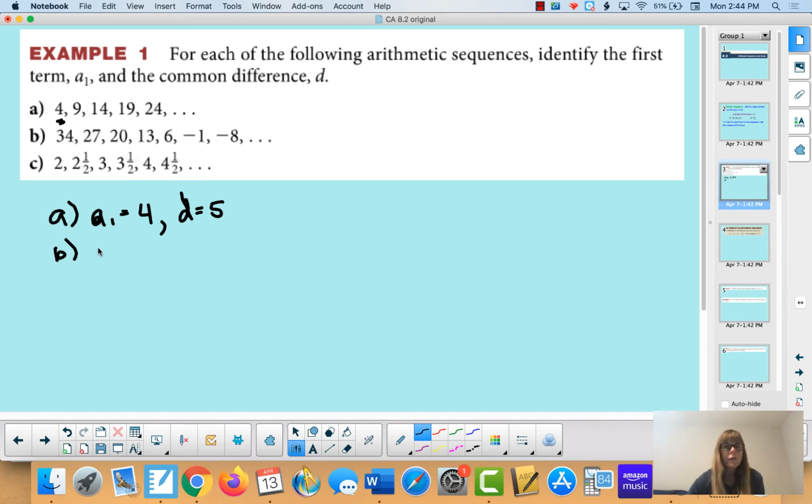For B, our first term is 34. And if I subtract any of these, so 27 minus 34, notice we're going down each time. So our difference is going to be negative because I'm adding a negative 7 to get to the next term. In the last sequence here, our first term is 2, and then to get to the next term every time, we are adding 1/2.